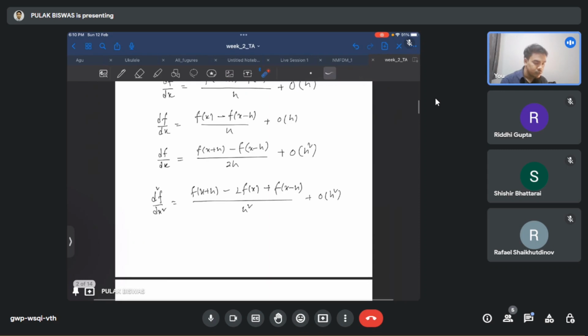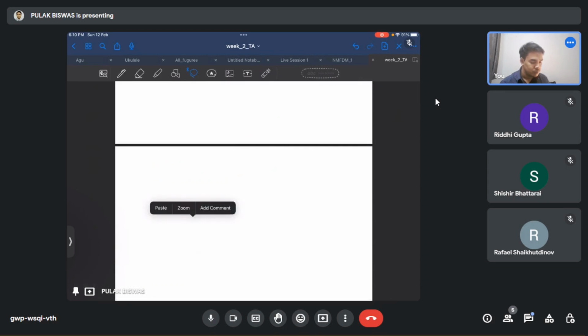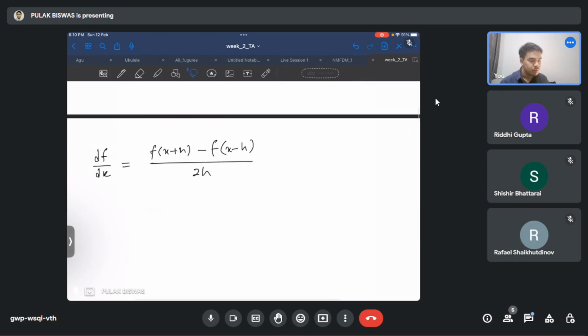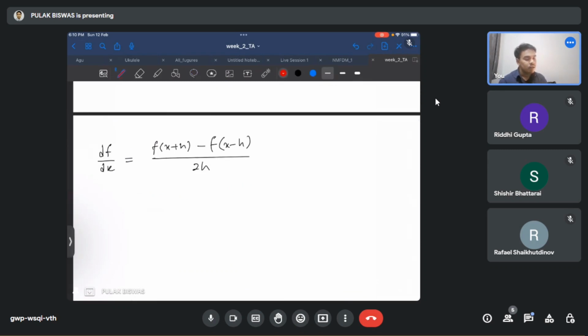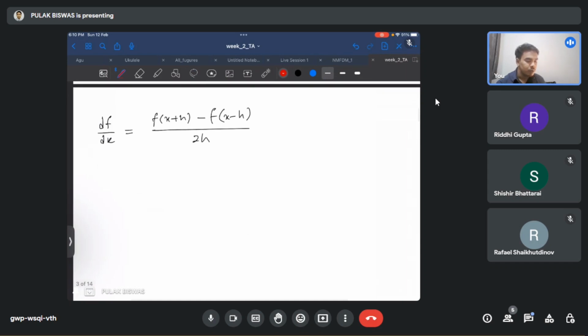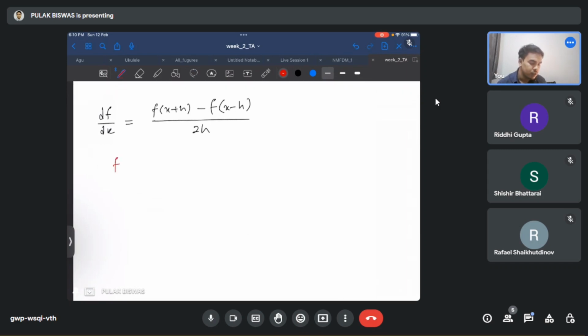Suppose I want to show it for this central difference one. So this is the formula, but how can we actually compute this? If we use the Taylor series formula, f(x plus h), and similarly this one.